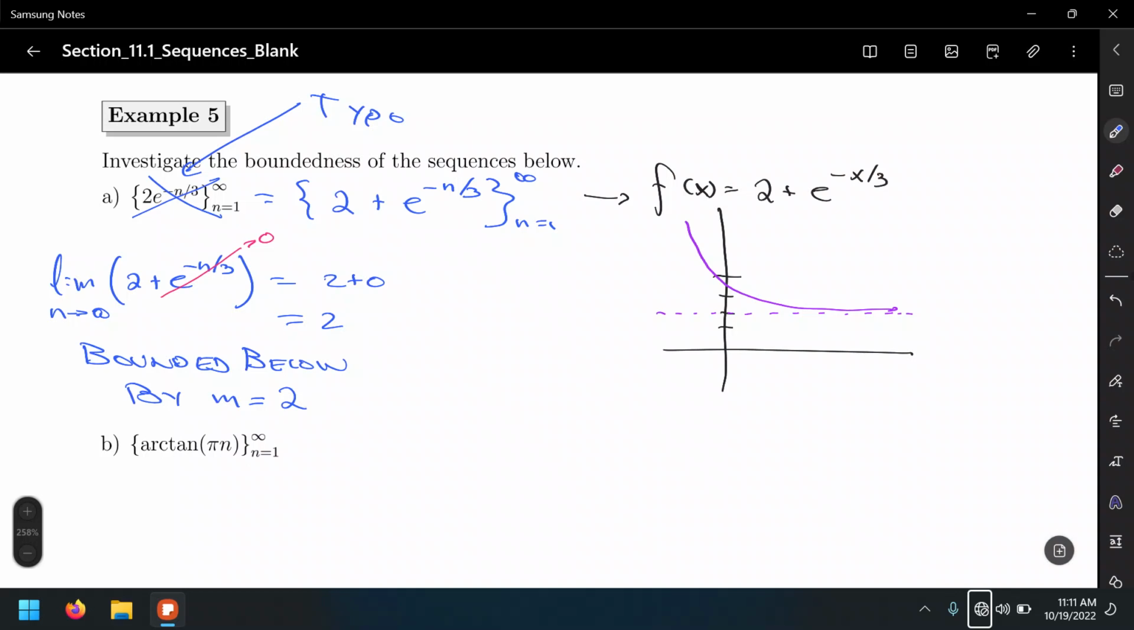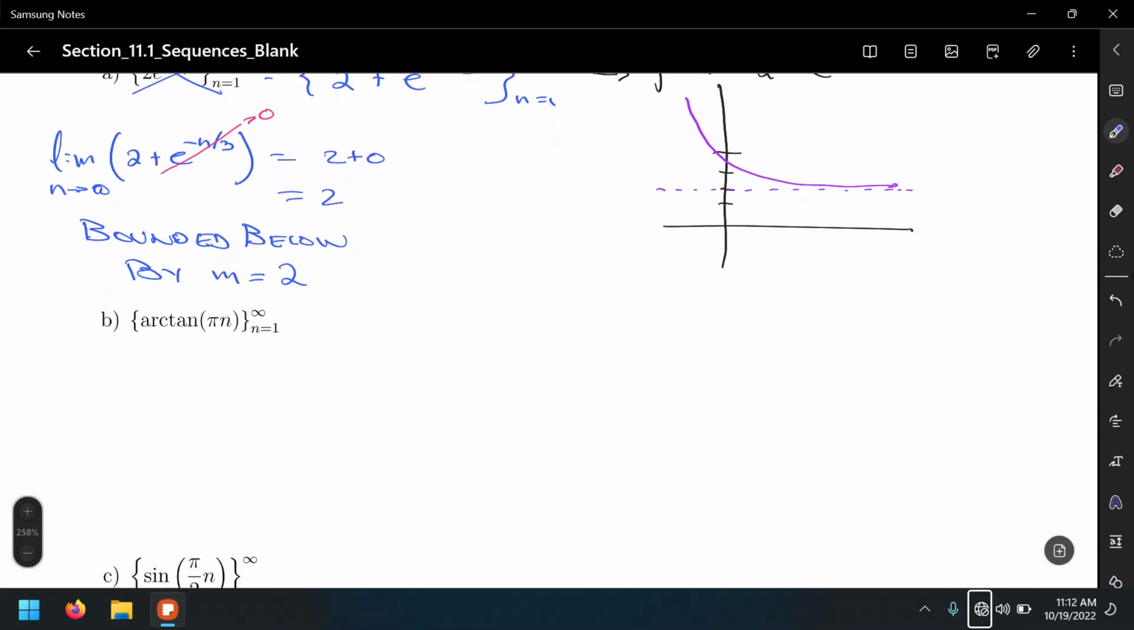Why is it bounded? Because that limit is below the graph. So this is the graph of the function related to the sequence, and that limit going to infinity is asymptotically under the graph.